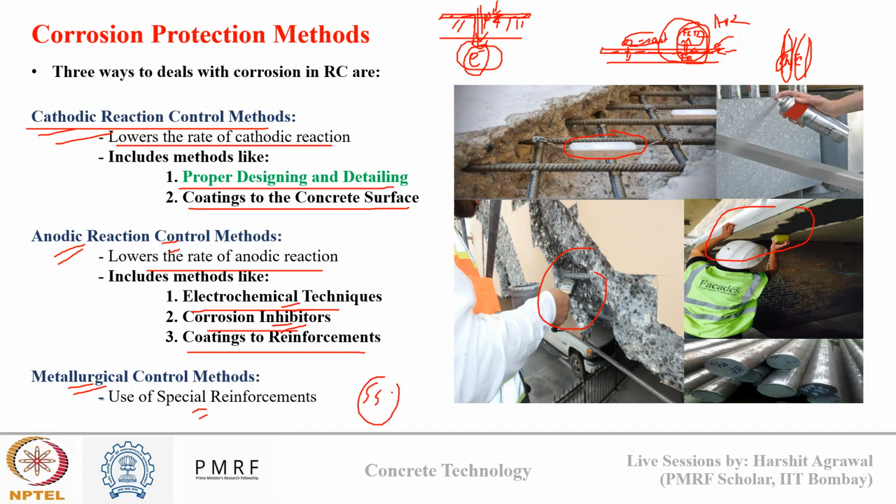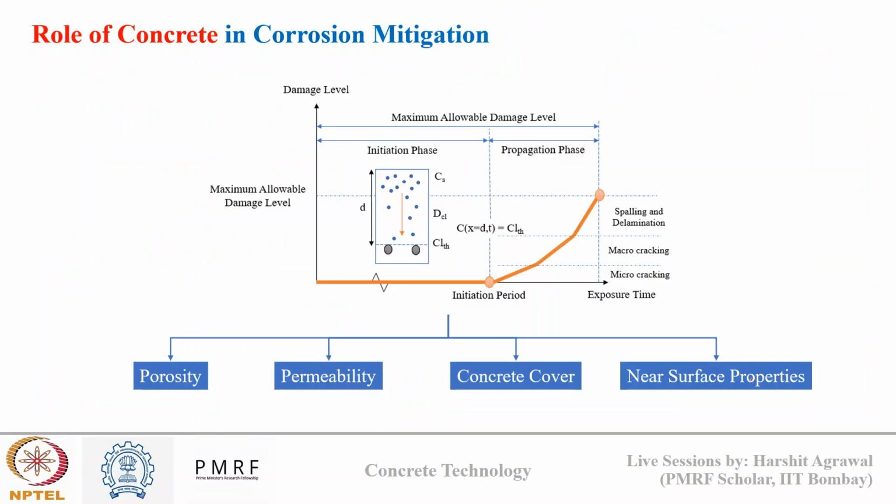Or I can use some metallurgical control method like the use of special reinforcement like stainless steel. So why do we say stainless steel doesn't corrode? Because it has a very stable passive layer over the reinforcement surface due to the higher chromium content present in the reinforcement. This higher chromium content forms a layer of chromium oxide over the reinforcement surface, which has a very strong passivation tendency, and it takes a lot of time for stainless steel to corrode. So that is also a way: by altering the composition of steel, we can make it corrosion resistant. Okay, so these are the different ways in which we can deal with corrosion.